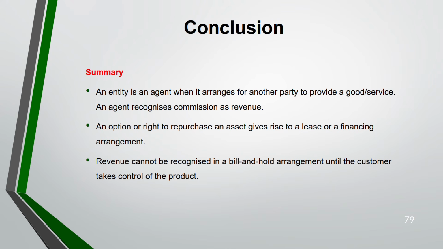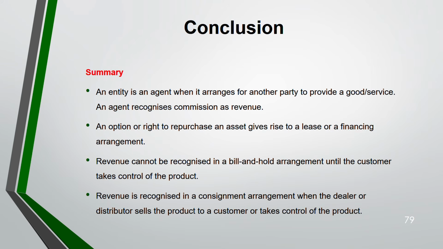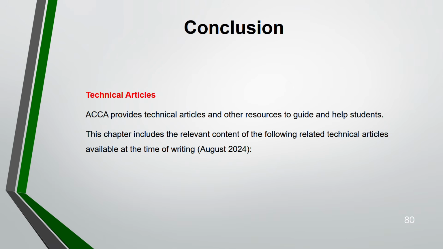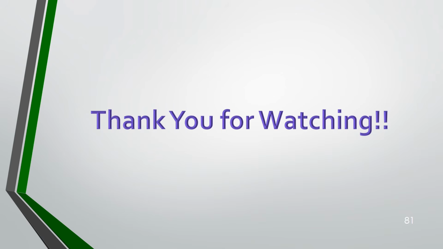Revenue cannot be recognized in a bill and hold arrangement until the customer takes control of the product. Revenue is recognized in a consignment arrangement when the dealer sells the product to a customer or takes control of the product. Either the dealer has to sell the product to the customer or the dealer has to take control of the product. Then only can you recognize revenue under consignment. Next, there is one technical article that you have to read, that is IFRS 15 contract assets and contract liabilities on your ACCA website.